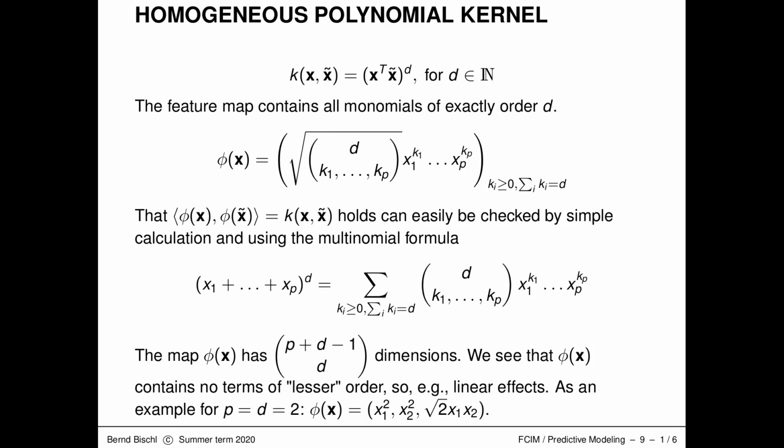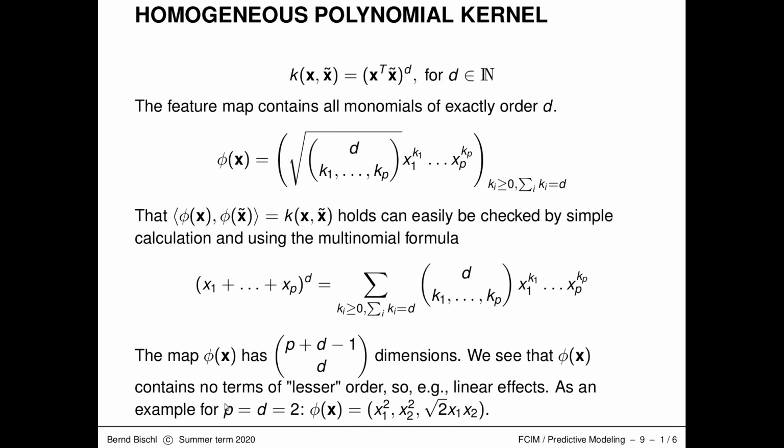And in that case, this kernel trick really saves us, so that we don't have to explicitly calculate this feature map or feature expansion. We can also see that phi of x, the feature map, does not contain any terms of lesser order. So for example, there are no linear effects in there. This is also the reason why I said this is less useful in practice than the non-homogeneous polynomial kernel, which I'll introduce on the next slide.